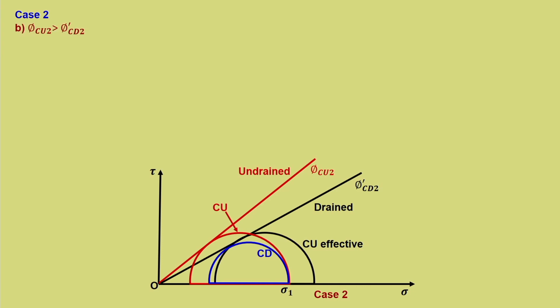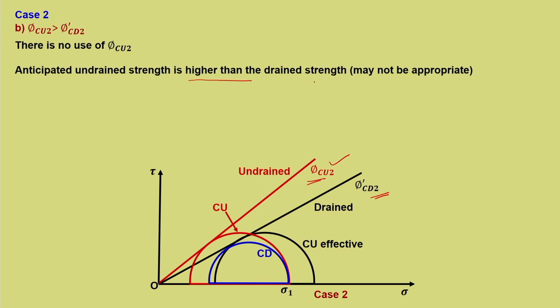Just to add to why and what the implication of these kinds of uncertainties is. Now case 2, let us make a comparison in this particular case. We can see that this particular angle is greater than phi dash CD2. Now there is not much use of this angle. First of all, it gives a higher design value, and when we design a particular structure, we always need to be careful in using a realistic value. People tend to be on the conservative side if one is not confident about a particular situation. So here phi CU2 is greater than phi dash CD2. So the anticipated undrained strength is higher than the drained strength, and this consideration may not be appropriate.